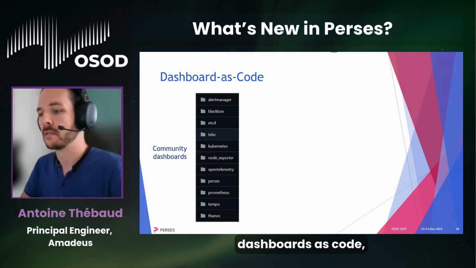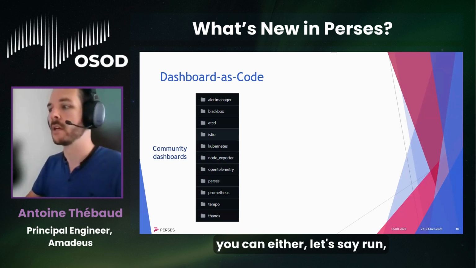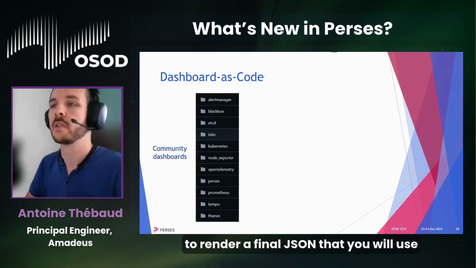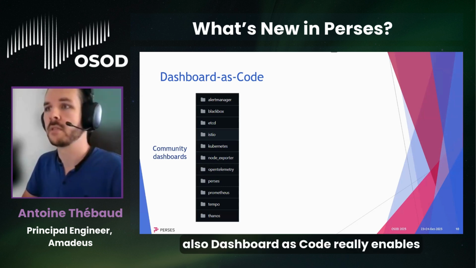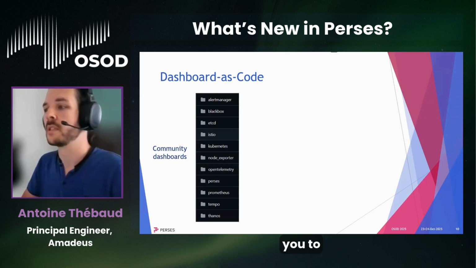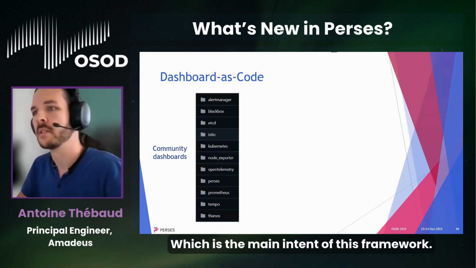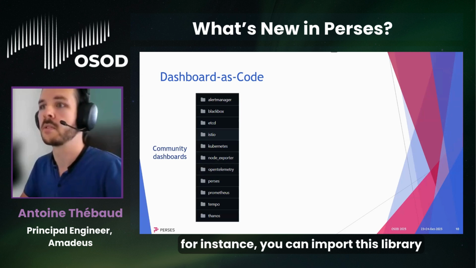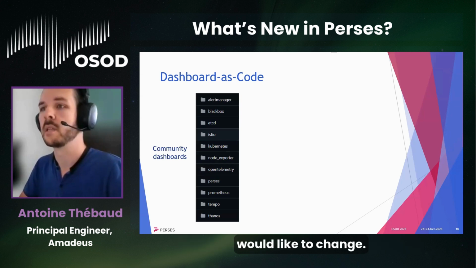With these dashboards as code, you can either run some function with some parameters to render a final JSON that you will use on your side. But dashboard as code also really enables you to inherit or reuse the code, which is the main intent of this framework. So here, if you want to build your own Kubernetes dashboard, for instance, you can import this library and just tune the part you would like to change.